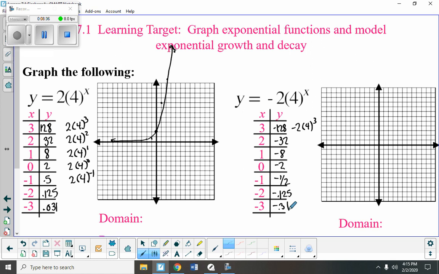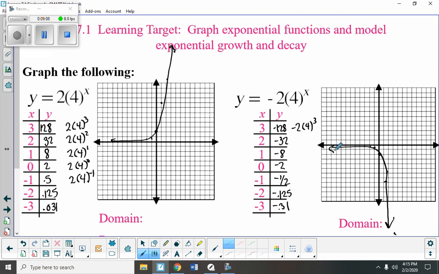All right, and let's graph that. So if we go over 3, we're down 128. So just evaluate really low here. Over 2, down 32. Over 1, down 8. At 0, we're at -2. That's our y-intercept. -1, we're at a half. -2 gets smaller. -3. And this is going to look like this.